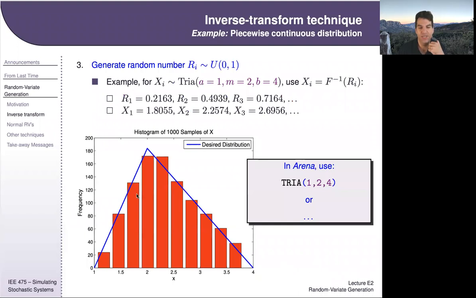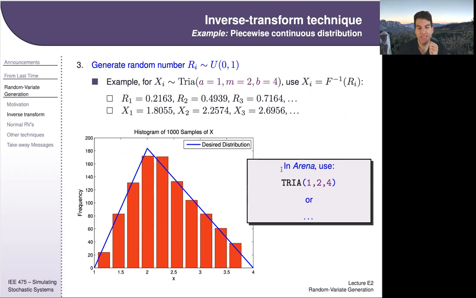We could then go into Excel and put uniform random numbers between 0 and 1 into that funny function that we just built up there. We could then take the histogram of the results like you did in the homework, and you would get a nice triangular distribution just like this.